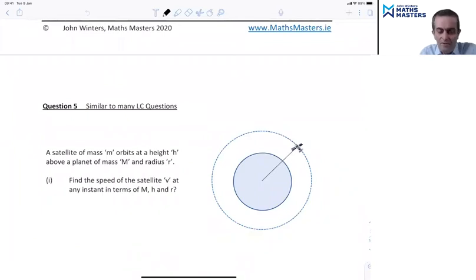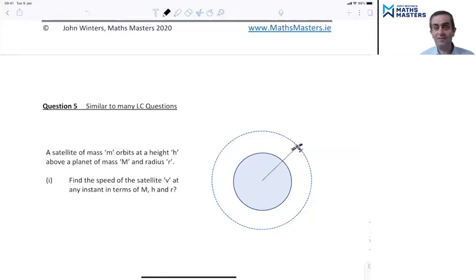Okay, guys, now in this question, we're confronted with a scenario that's appeared a couple of times on the Leaving Cert in the past, about the speed of a satellite as it orbits about a planet of mass M and radius r at a height h. So if we read the story, a satellite of mass m, small m, orbits at a height h above a planet of mass capital M and radius r. Find the speed of the satellite v at any instant in terms of M, h, and r.